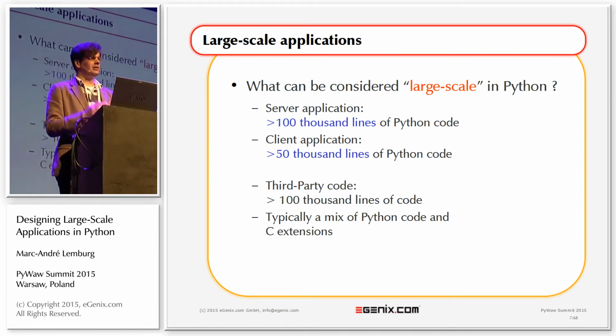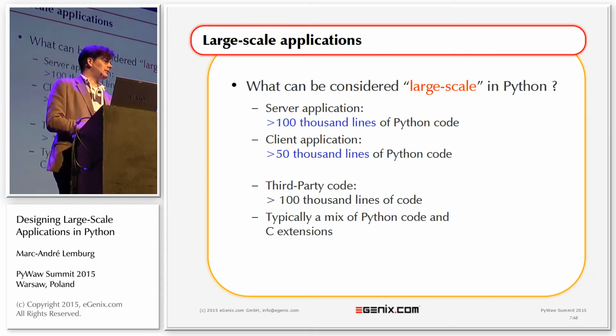Now, if you compare C and Java to Python, you typically get this kind of ratio of 1 to 10. So 1 line in Python is about 10 lines of code in C. And so I figured that I would call a large-scale application something that has more than 100,000 lines of Python code. For server-side applications and for client-side applications, it's even smaller. It starts at about 50,000 lines of code. So that's what I would call a large-scale application, where you actually have to sit down and do the design in order to come up with something that's really usable.